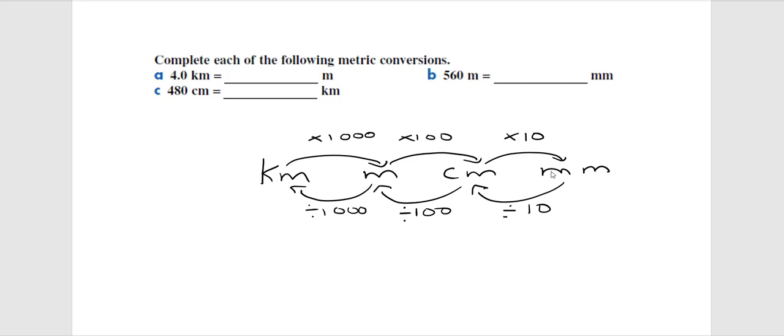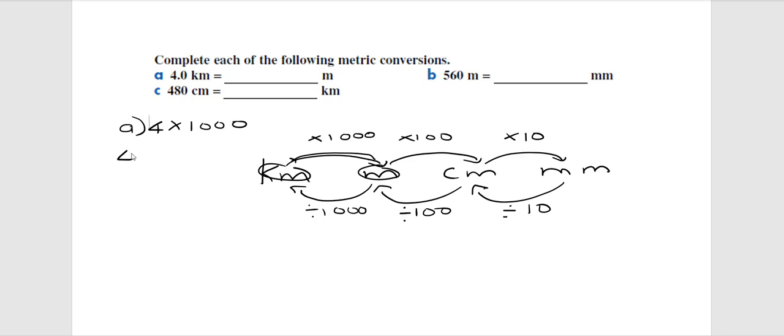A smaller unit to a bigger unit, we divide. So if I've got 4 kilometers and I want to turn that into meters, if I'm at kilometers and there's meters, I've got to times by 1,000. To get from here to there, I times by 1,000. So for A, I've got 4 times 1,000.